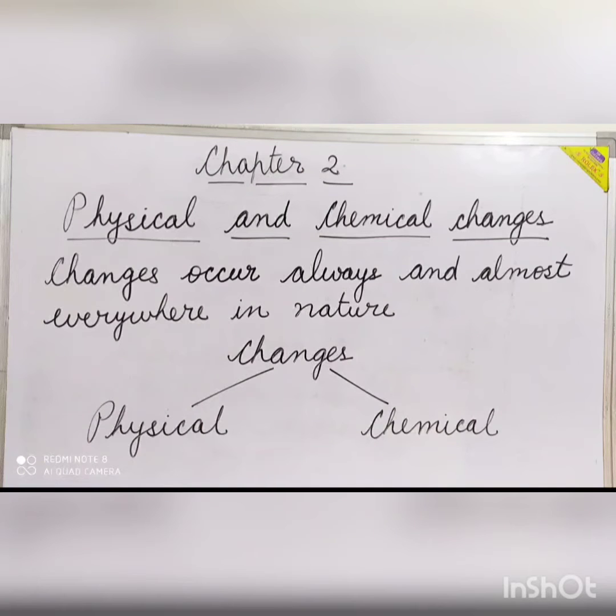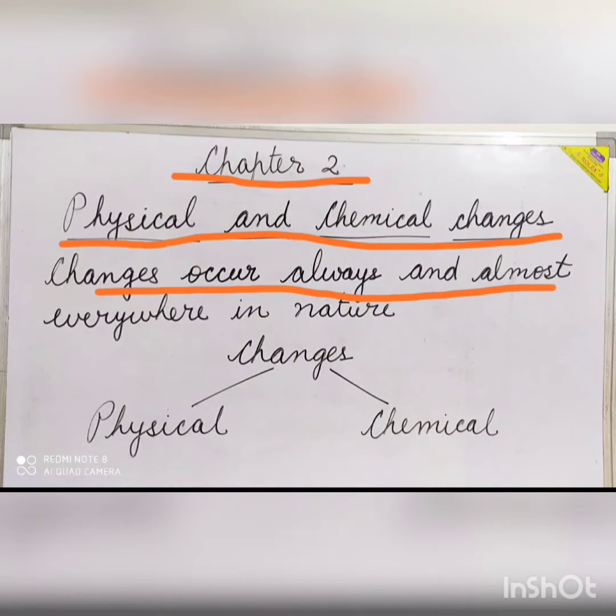Morning students. Today we are going to start the new chapter number 2, physical and chemical changes. Change is a law of nature. Changes occur always and almost everywhere in nature. Everything in this universe undergoes a change. Rusting of iron, curdling of milk, a seed growing into a plant, a day changing into night are all examples of changes. Changes can be classified as physical change and chemical change.